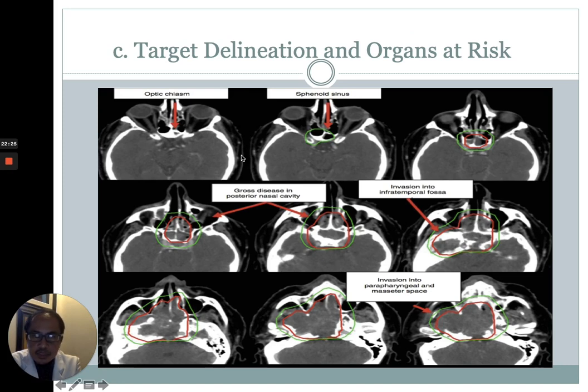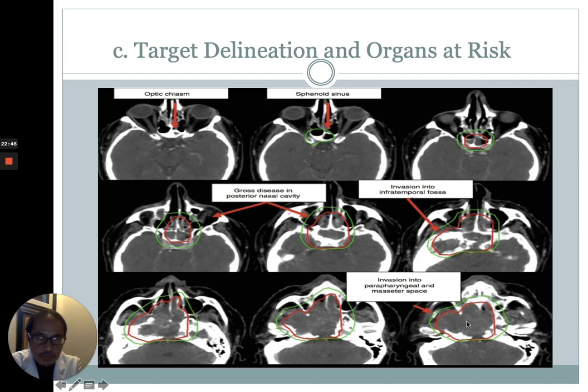Okay, so after doing the CT scan, we will now have the images. And in the images, we will now delineate the target. So for example, here, this is the target. We have the tumor here at the area of the nasopharynx and going into the nasal cavity. So we delineate where the target is, and we also have a margin for the target.